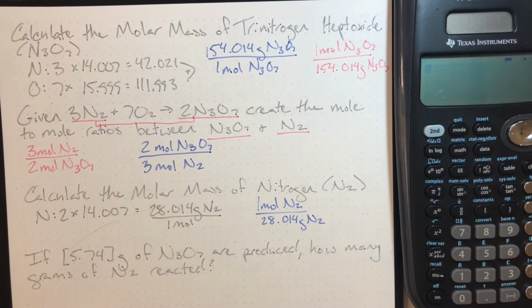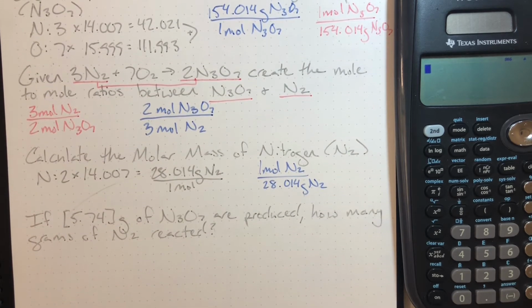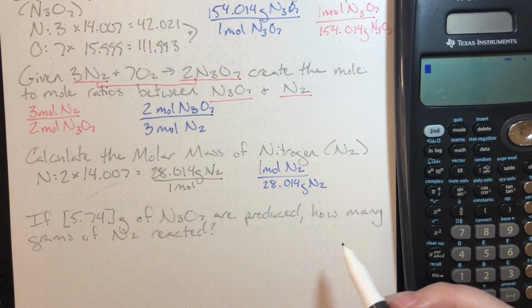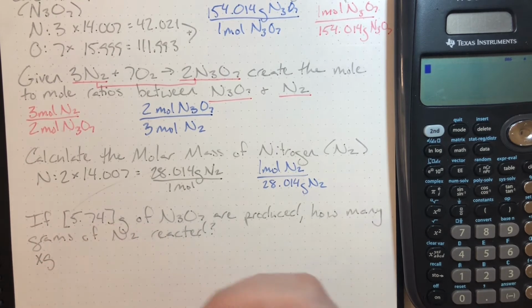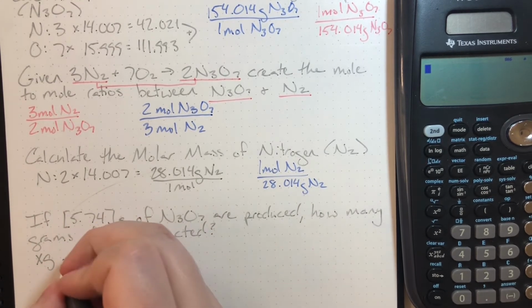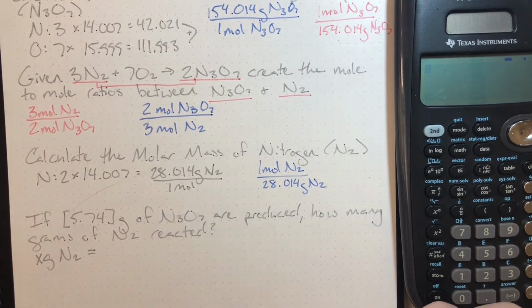If 5.74 grams of trinitrogen heptoxide are produced, how many grams of nitrogen reacted? First thing that I'm going to do is translate this English problem into math. I'm going to find the question word, how many, and translate that to x. The question word was attached to the unit grams, and the molecule attached was nitrogen. Produced is my equal sign, and then my number given in the problem is 5.74.